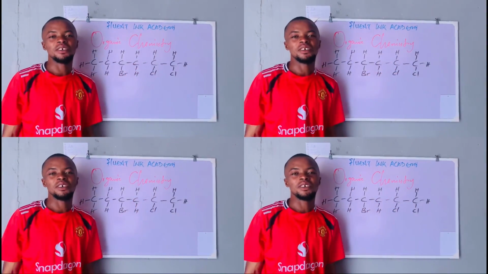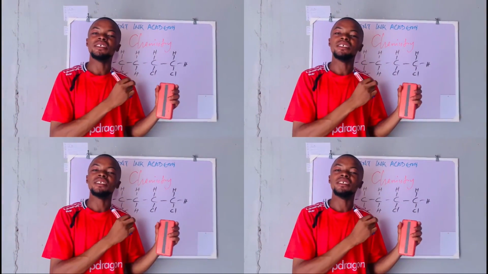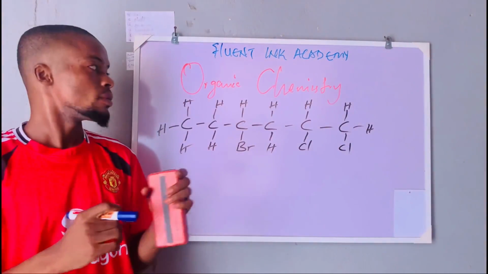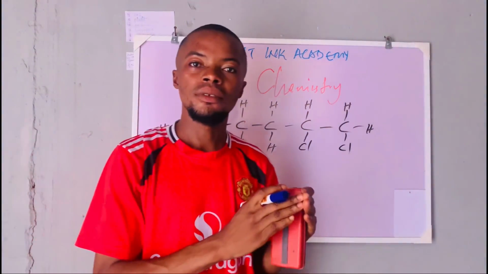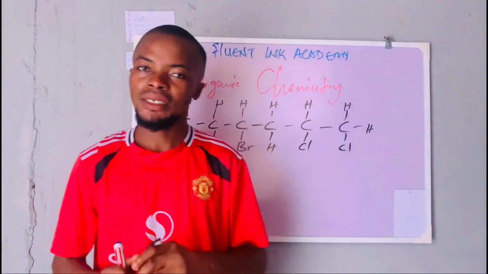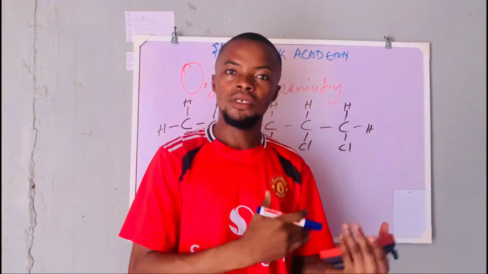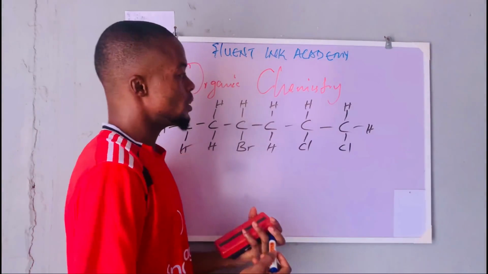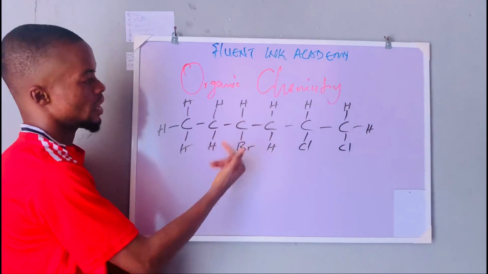Organic chemistry is difficult. Organic chemistry is this. Organic chemistry is that. You probably have not met the right teacher. Now let's analyze this. Organic chemistry, as the name implies, is the chemistry of carbon and hydrogen with other elements like halogen, nitrogen, oxygen, and so on. So organic chemistry majorly deals with the study of carbon and hydrogen.